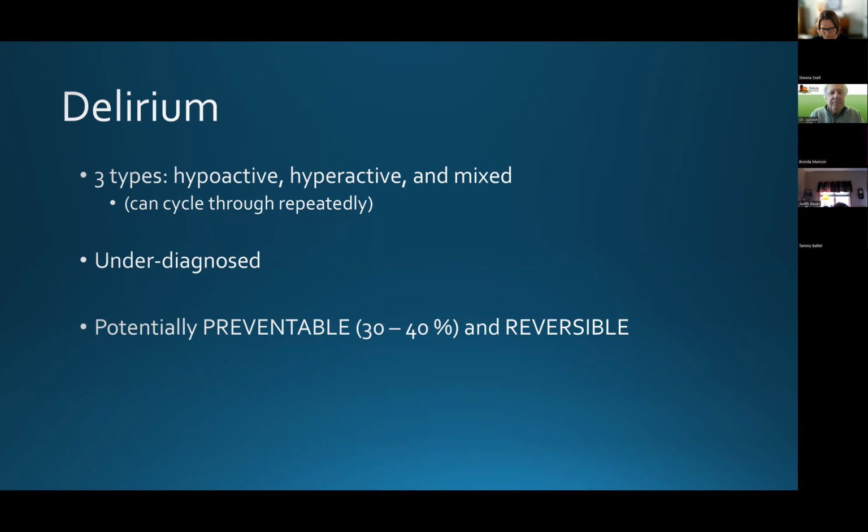We don't know that. Again, delirium tends to be underdiagnosed. I will show you some data that supports that. And the good news is that a lot of delirium, particularly in the hospital setting, is preventable, and it's reversible. So we're going to go through and try to understand how we can both prevent and then try to reverse delirium once it occurs.